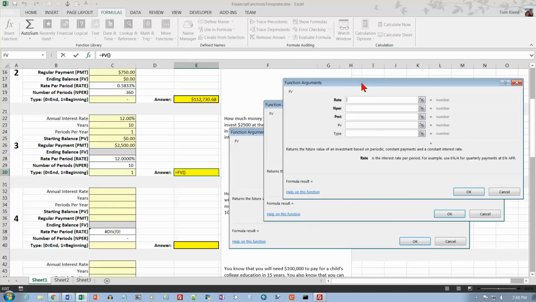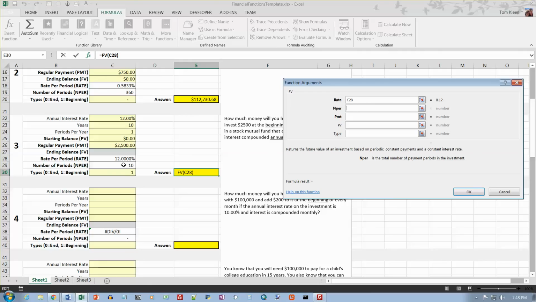And our rate is the rate per period. The number of periods is 10. The payment is always negative. Put a minus sign in front of it, and then click on the 2,500. The present value in a savings problem is always negative, although in this case, because it's 0, it doesn't matter.